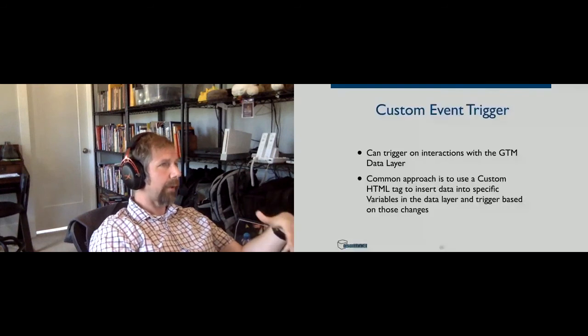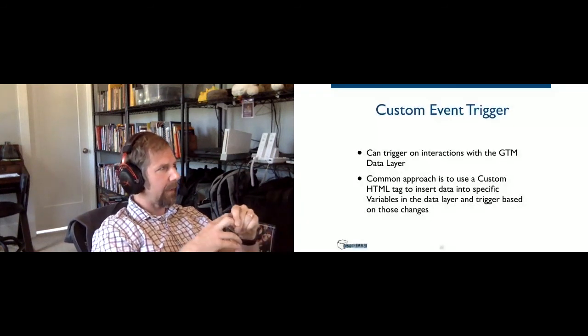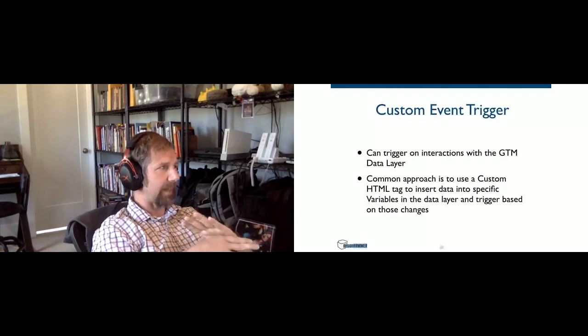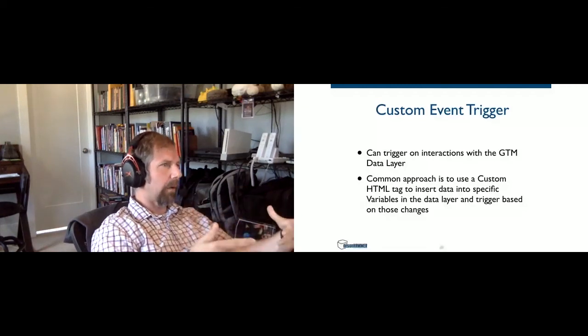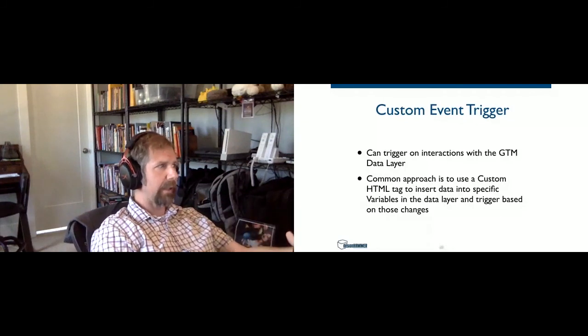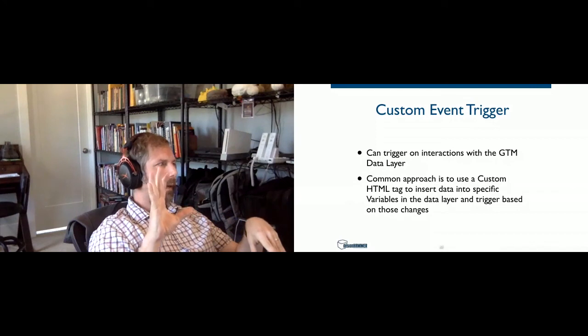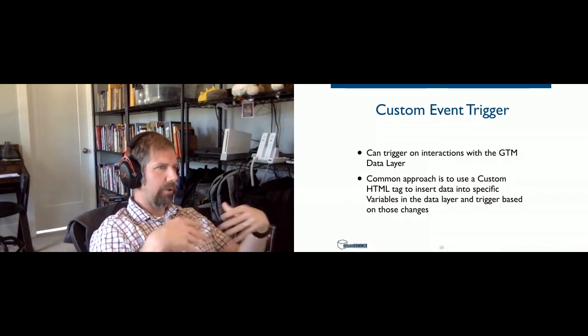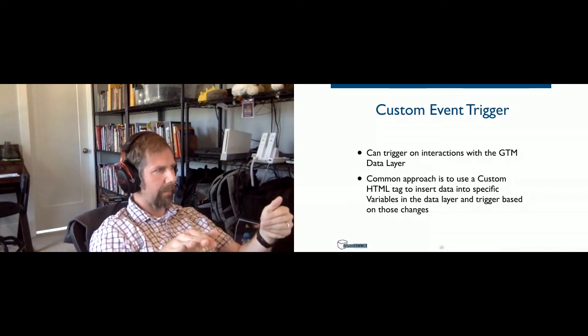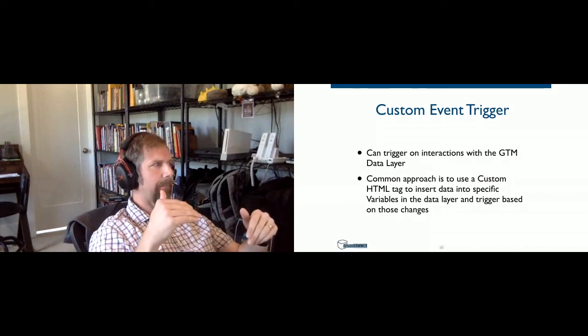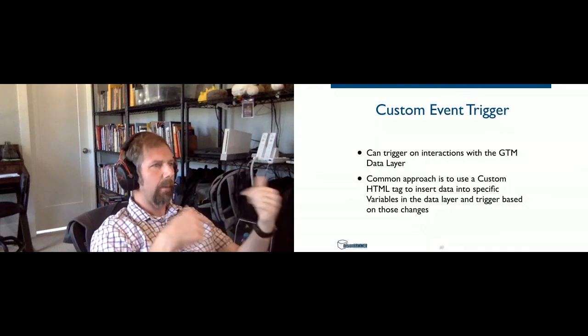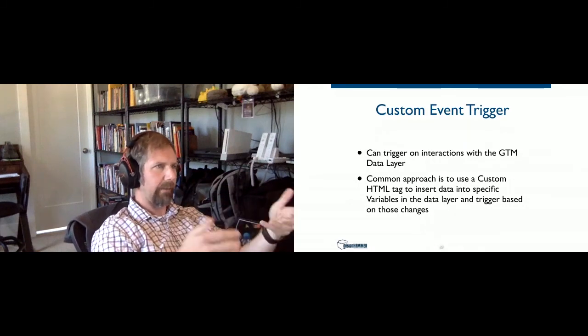The custom event trigger is pretty interesting. That will trigger on interactions with the Google Tag Manager data layer. It's a bit more advanced, but a really common approach is if you've got a custom HTML tag that you write that then inserts some data into the data layer variable, then this trigger can trigger on that variable changing. So that's an interesting, more in-depth thing that you can try.